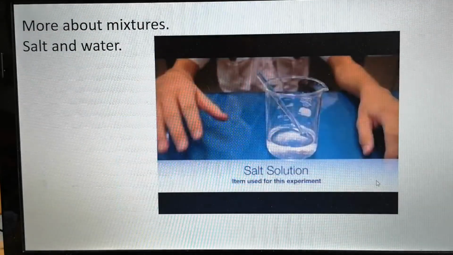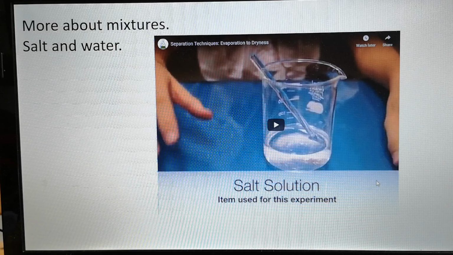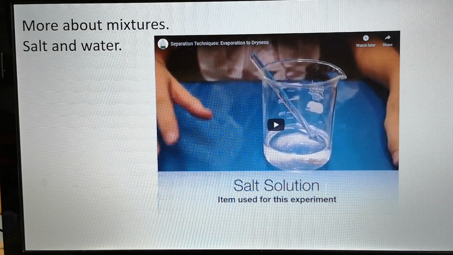But what if the solid is soluble? What if it can dissolve in water? For example, sugar or salt. If you put sugar or salt in water and you stir it, then the sugar or the salt will dissolve, and you'll end up with just a clear liquid. The sugar hasn't disappeared, it hasn't gone anywhere, it's in there, but it's dissolved, so we can't see it anymore.